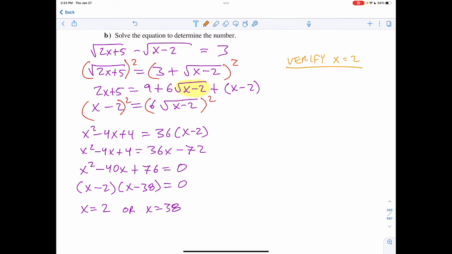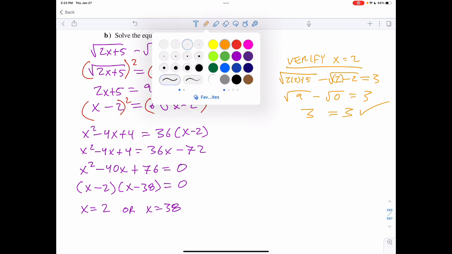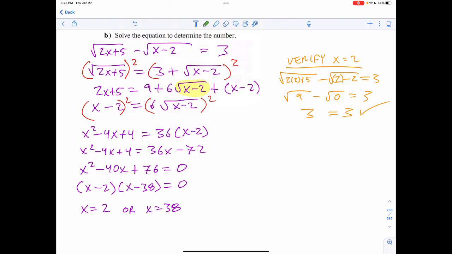And I'm going to get the square root of 2 times 2 plus 5 minus the square root of 2 minus 2 is equal to 3. Or 2 times 2 plus 5 is 9, and 2 minus 2 is 0. Square root of 9 is 3, square root of 0 is just 0, and that one works. I try the other possibility.